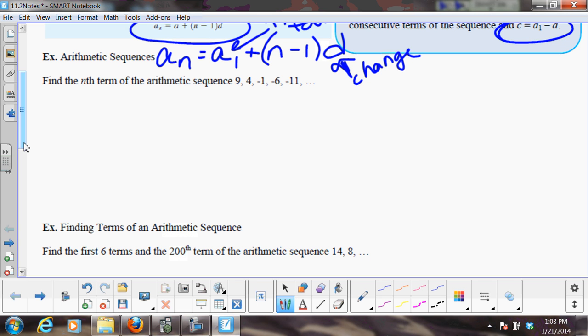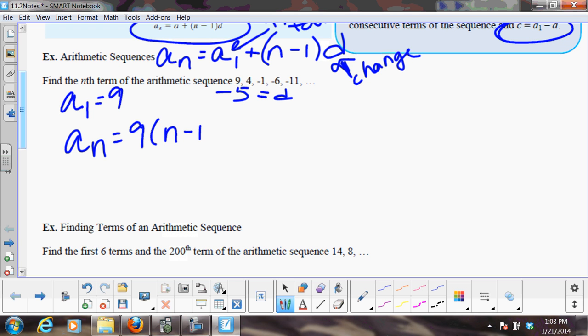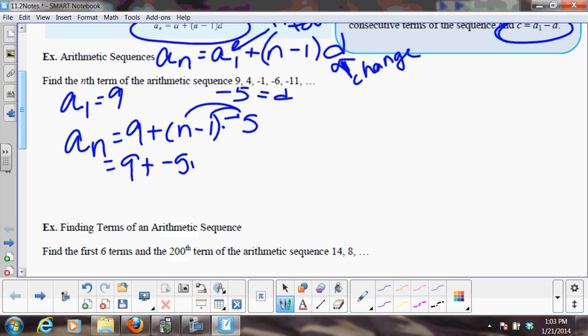Well, I tell you it's arithmetic, so somebody's got to be adding or subtracting to get the next term, which it is subtracting 5, and that is your D. So our first term is 9. Our D is -5. So if I plug my pieces in, and simplify this, I get 14 minus 5n.